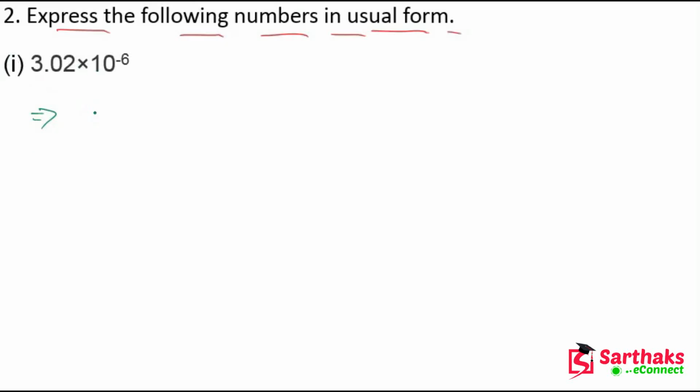Here we have 3.02 into 10 raised to power minus 6. So we can write it as 3.02 upon 10 raised to power 6, if we make the negative power positive. So in the denominator we have 10 raised to power 6. Understand?